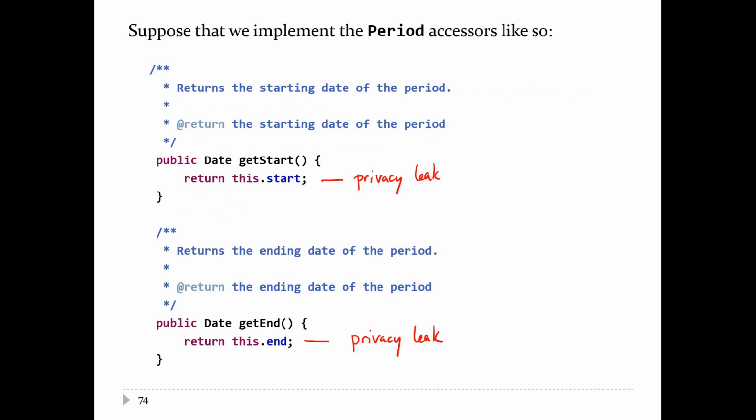If you have some accessor methods that return the start and end time and you implement them as follows, right, then you have privacy leaks. Right, by returning this dot start, you've just handed out a reference to your date that represents the start time. By returning this dot end, you've just handed out a reference to the object that represents the end time. If someone changes those objects, the start time and end time of the object will change. Right, and the class invariant might break.